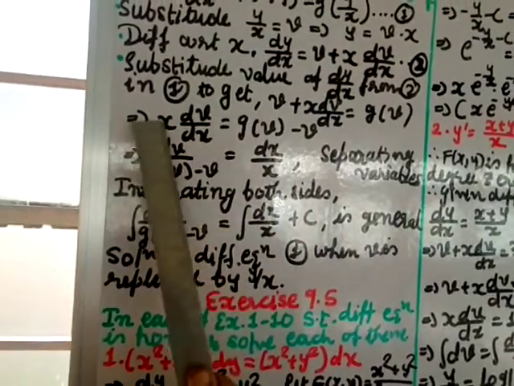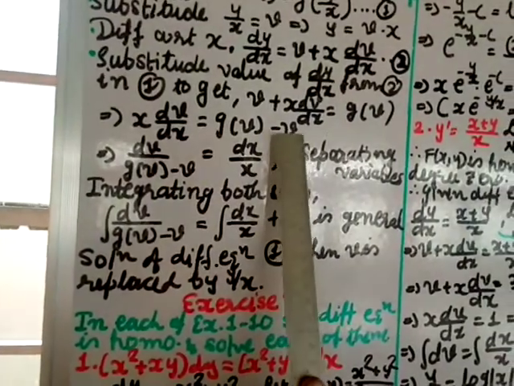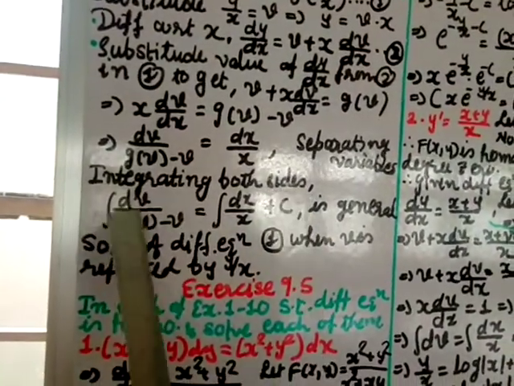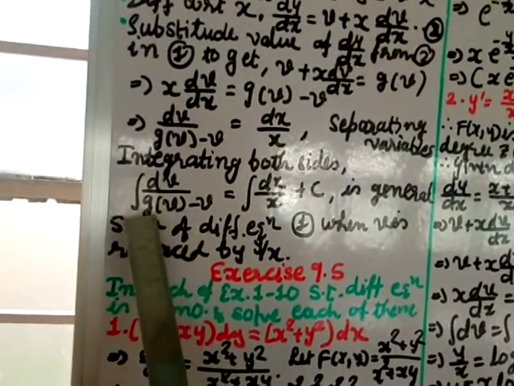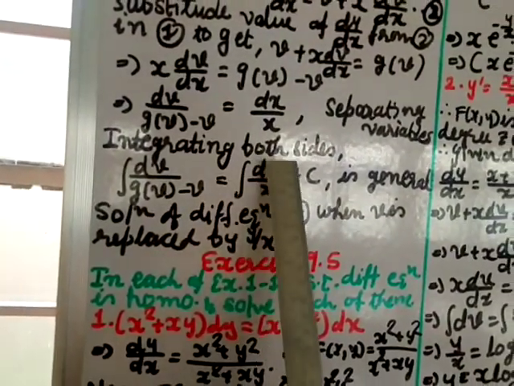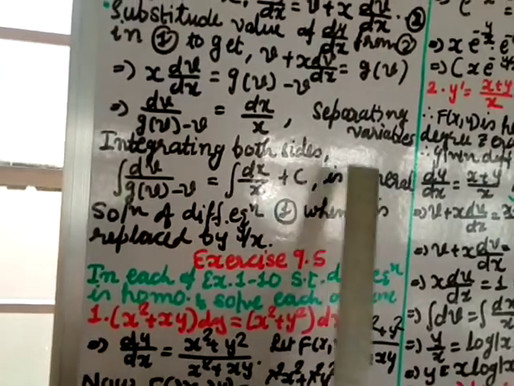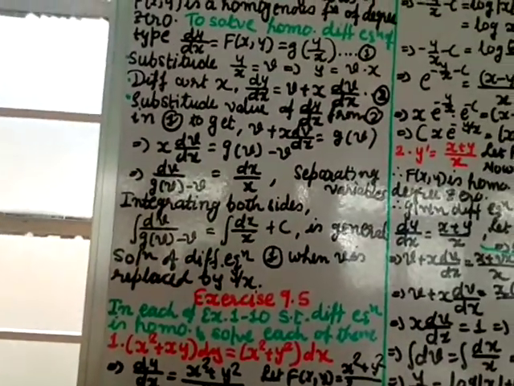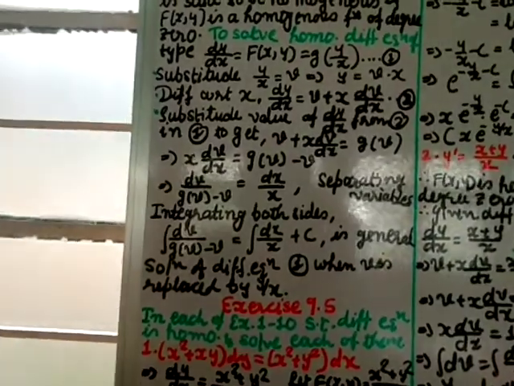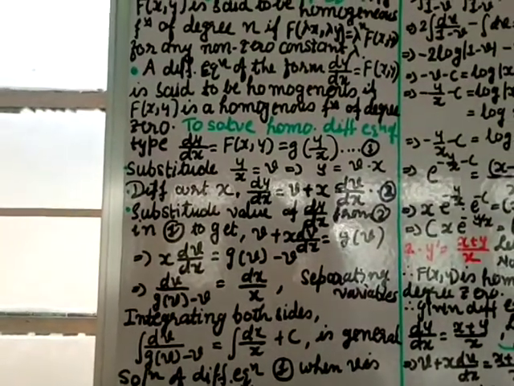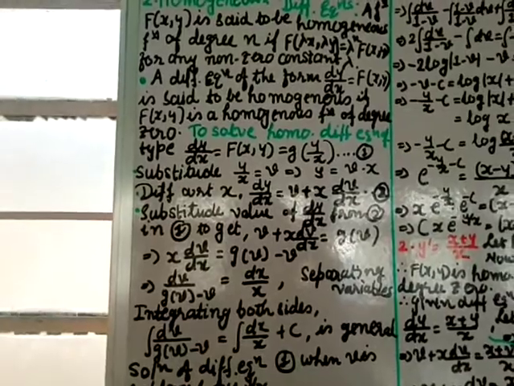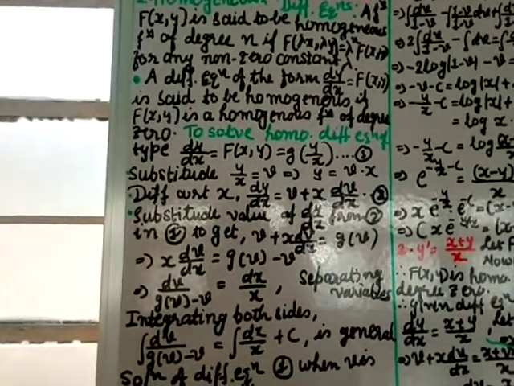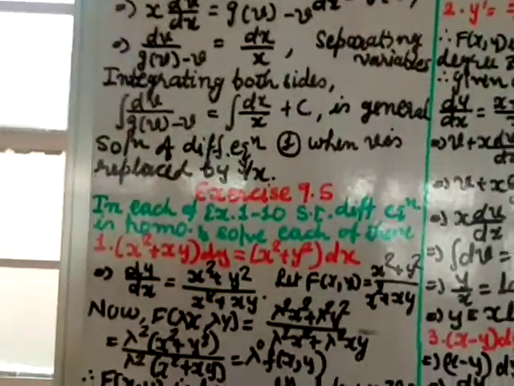Now integrating both the sides, we get integral dv by g of v minus v equal to integral dx by x plus c. Now you have to solve this and place the value of v back to get the general solution of the given differential equation. So this is the method of solving homogeneous differential equation. Using these steps we shall solve exercise 9.5.